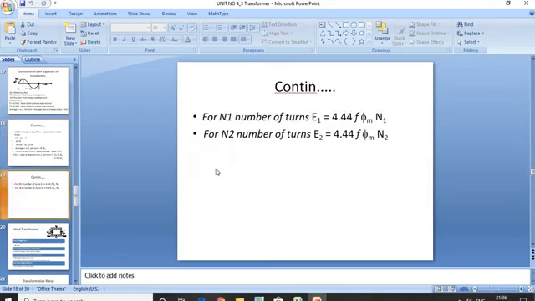Now here we are having N1 number of turns. So E1 is equal to 4.44 f φmax into N1. Same for N2 number of turns, E2 is equal to 4.44 f φmax into N2. So these two are EMF equations of transformer.